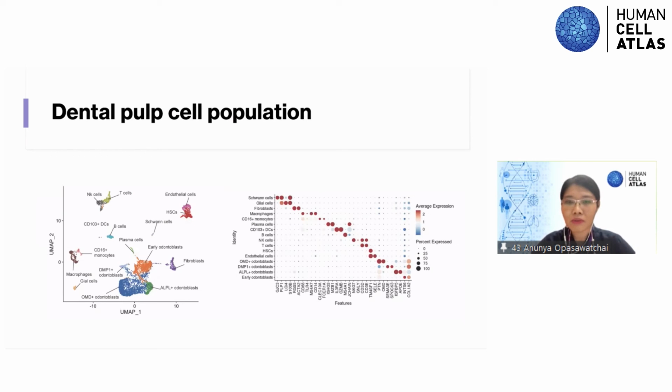So these are our results. We were able to identify various cell populations in the dental pulp based on their canonical markers. Among them, we found odontoblast cells, and actually we found heterogeneous populations of odontoblast cells expressing different genes related to mineralization, such as OMD, ALPL, and DMP1. And apart from that, we were able to identify Schwann cells and glial cells, hematopoietic stem cells, endothelial cells, and also immune cells.